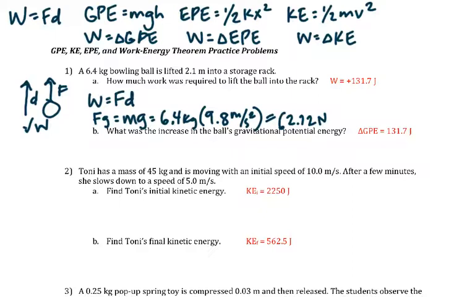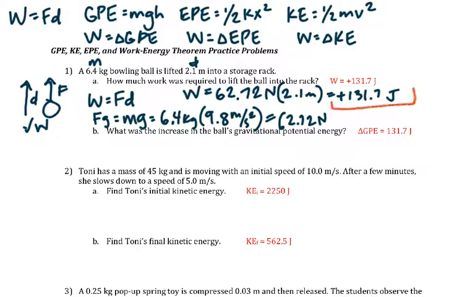Okay, so that gives us the force. And then we have a distance or a height. And so when we're doing our work formula, we're going to say 62.72 newtons times the distance of 2.1 meters. And we get our answer of positive 131.7 joules. That answer, of course, is positive because the force and distance are not only parallel but in the same direction.